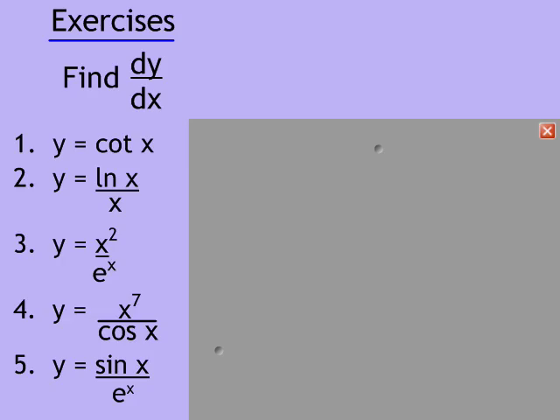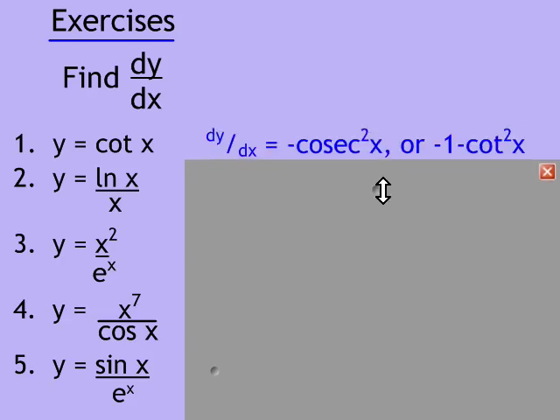Time for you now, have a go. So pause, work through them all, and come back in a few minutes and see what the answers are. So here come the answers. The first one, dy by dx. Hopefully you managed to simplify this down. You get minus cosec squared x, or minus 1 minus cot squared x. If you just change the sign on those answers, you can see the whole cosec squared x equals 1 plus cot squared x thing going on that I said would go on.